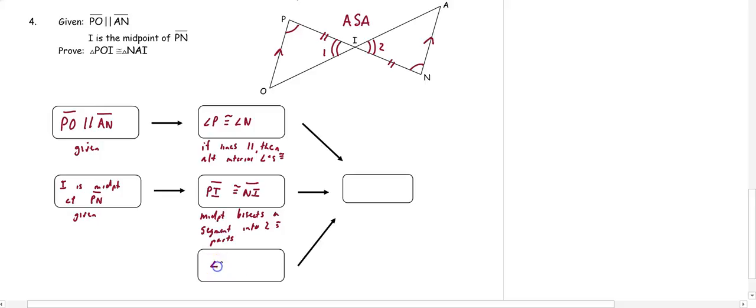And then we also have that angle 1 is congruent to angle 2 because vertical angles are congruent. So we can end saying that our triangles are congruent now using angle side angle. So triangle POI is congruent to triangle NAI.